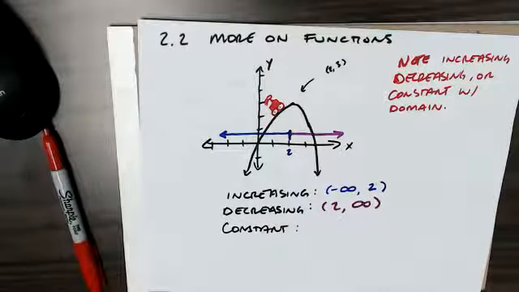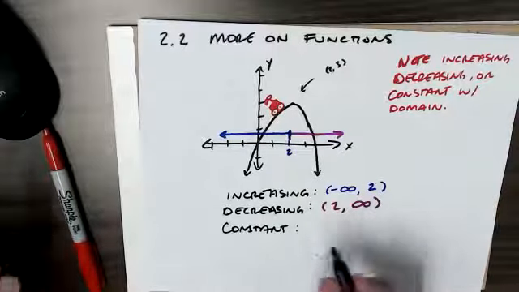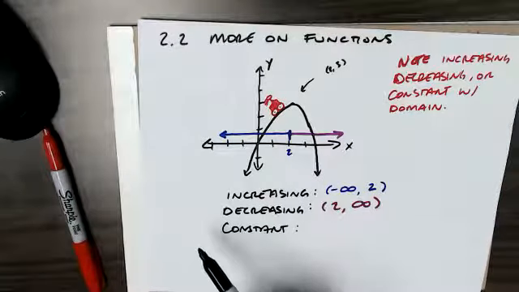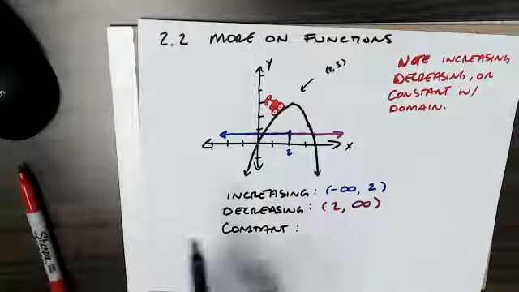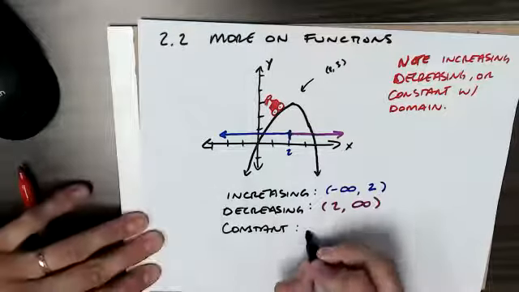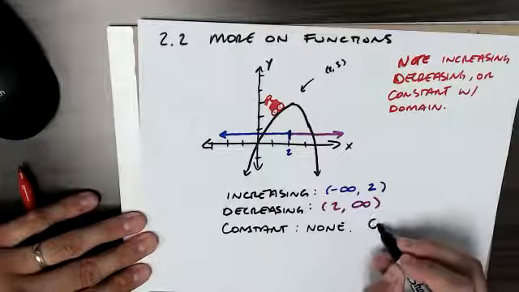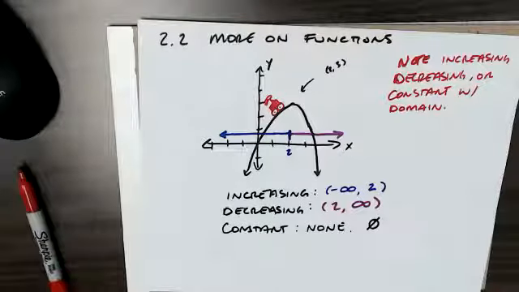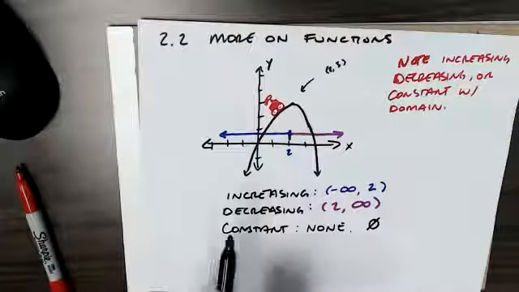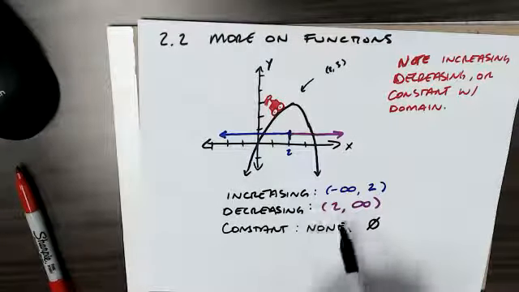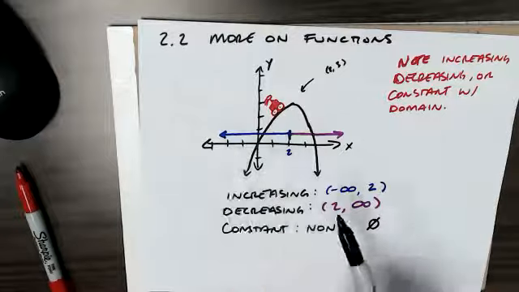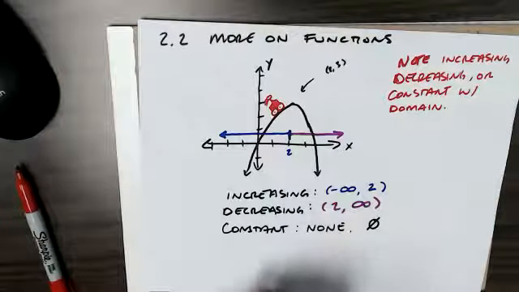Now this graph does not have a constant value. So remember, if we don't have a constant, you can say none. That's fine if you want. But in math, we just make a circle with a line through it, right? That's called the null set. And it means there's not a value for X that makes this function constant, okay? We'll do a constant example next.